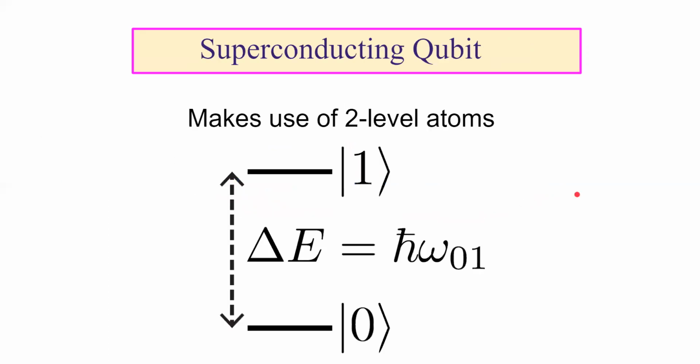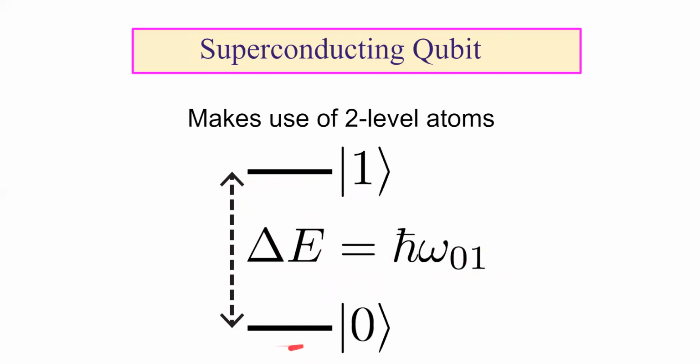A superconducting qubit makes use of a two-level atom system. In nature, we don't find any two-level atom system as such. However, for the time being, let's assume we have a two-level atom system with discrete energy levels, eigenstates, which are ket0 and ket1. There's a ground state and an excited state, with energies ħω0 and ħω1, and the difference ΔE is ħω01.